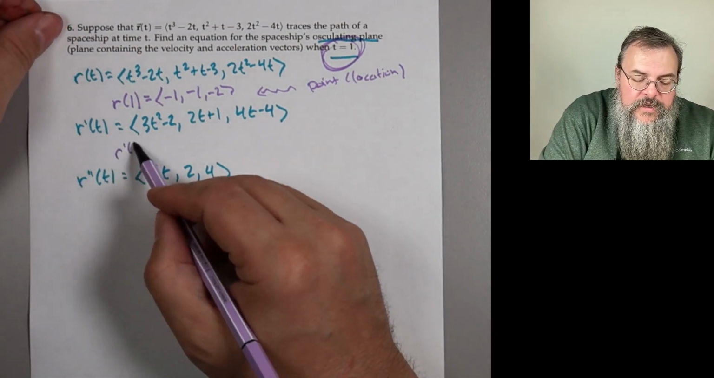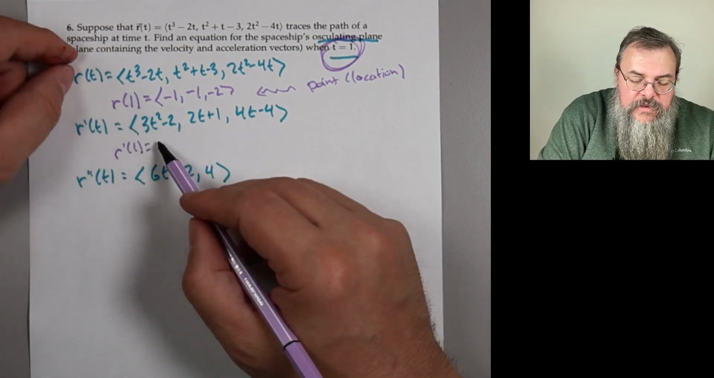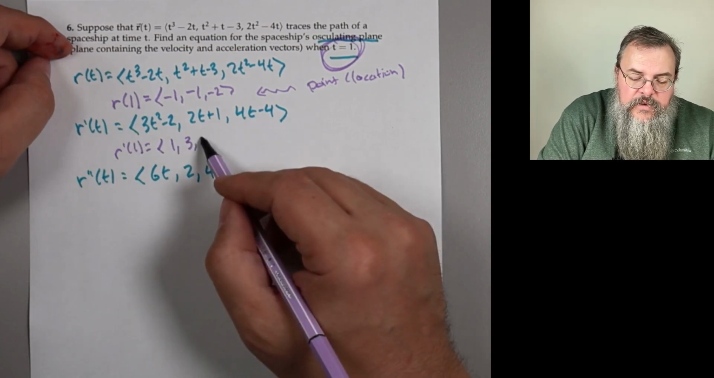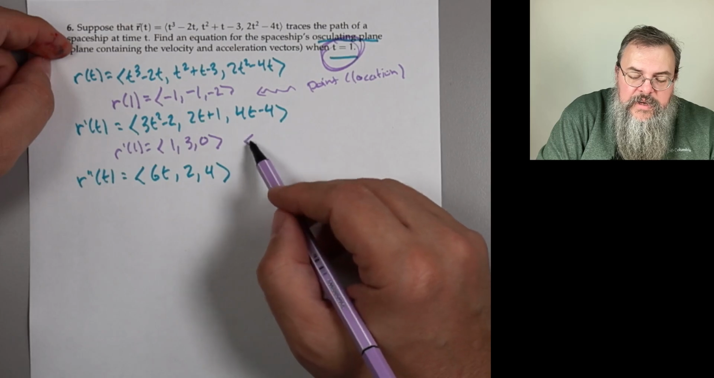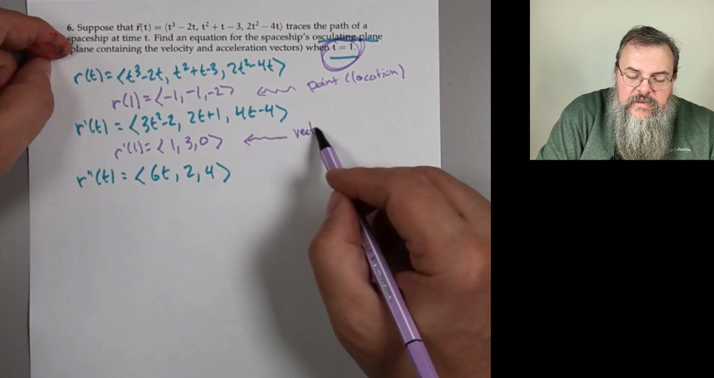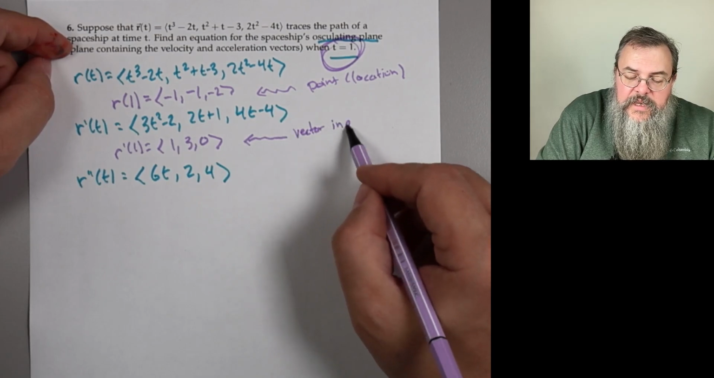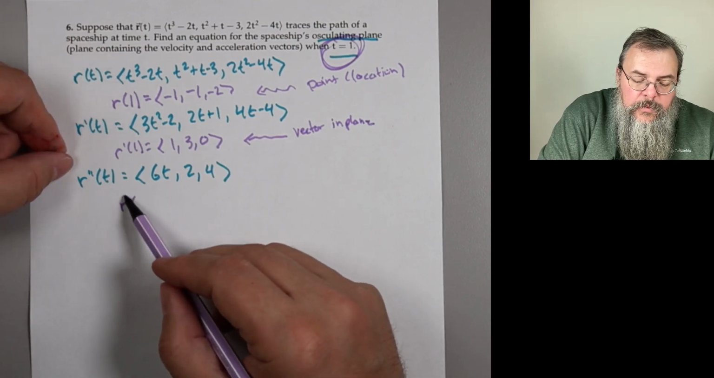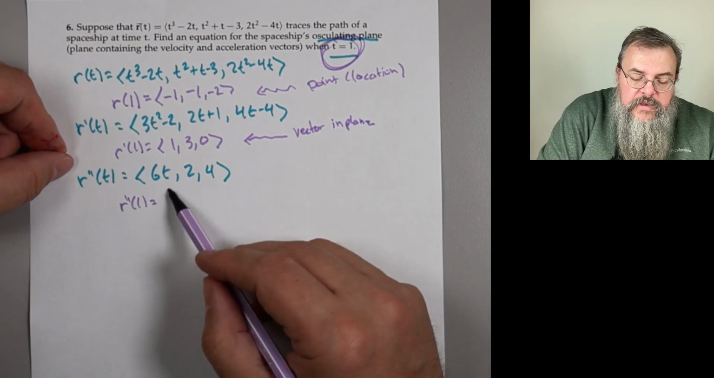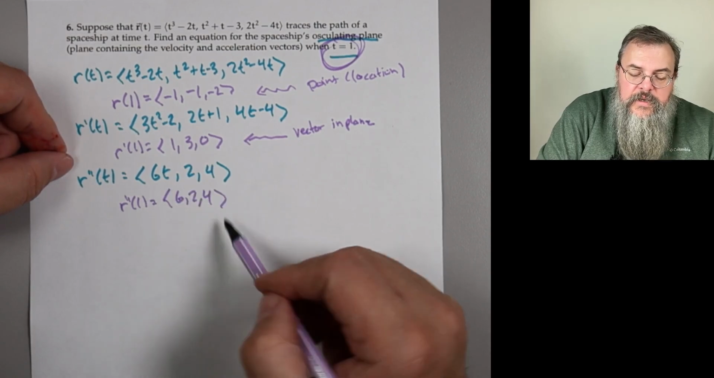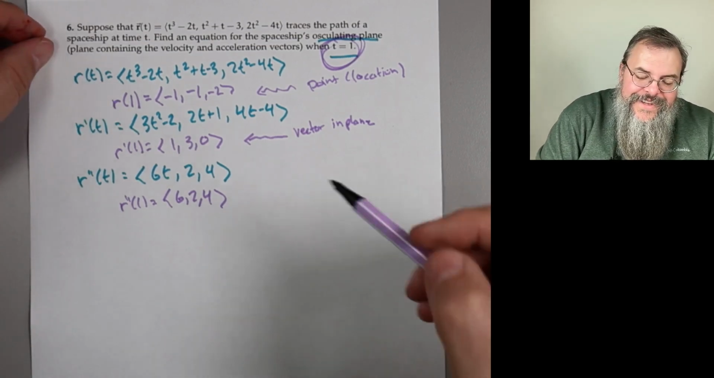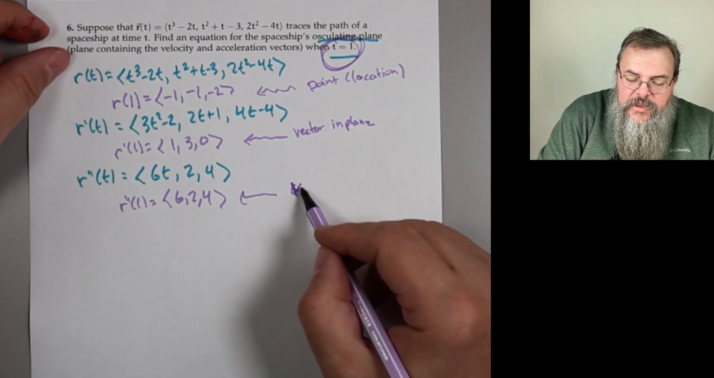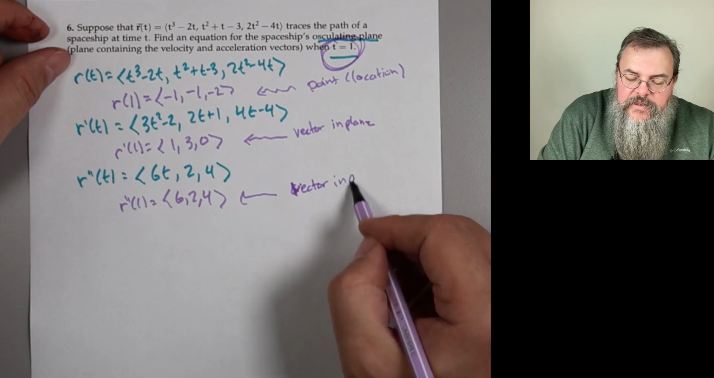R prime of 1. All right, so again, coefficients. 3 minus 2, 1. 2 plus 1, 3. 4 minus 4, 0. Now this part right here is a vector. It's the velocity vector, but it's a vector in the plane. R double prime of 1, we get 6, 2, 4. Oh, those are pretty easy coefficients to work with. And what is this? It's the acceleration vector. But the key thing is it's a vector in the plane.